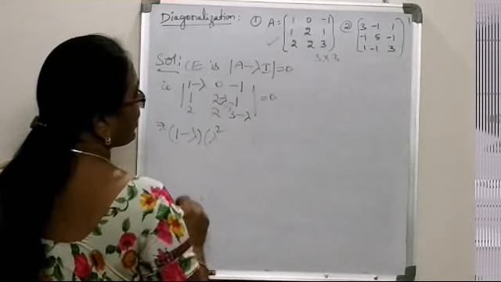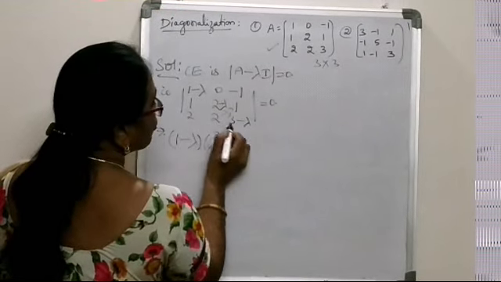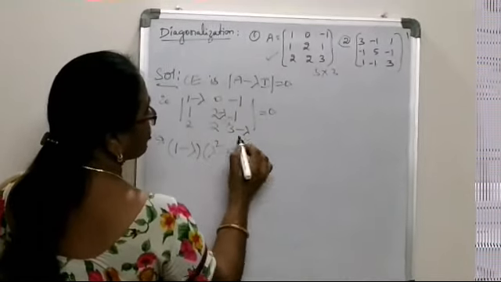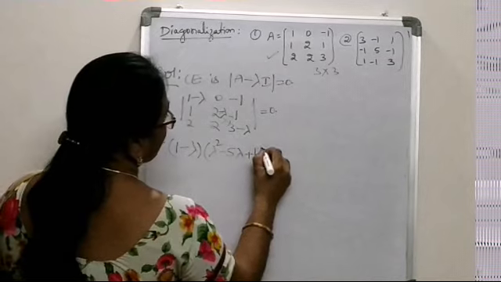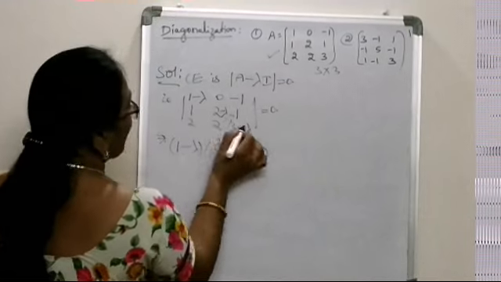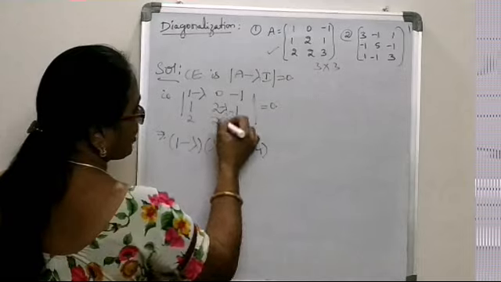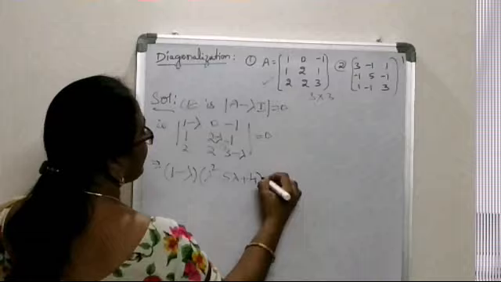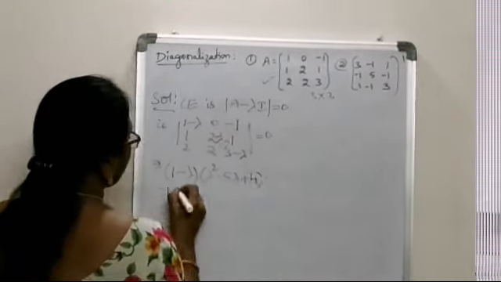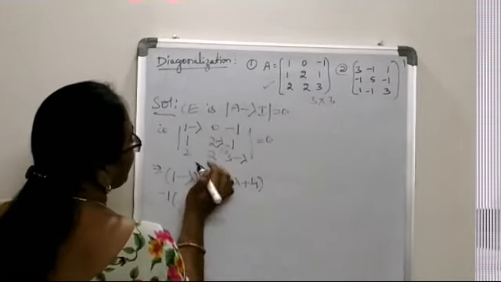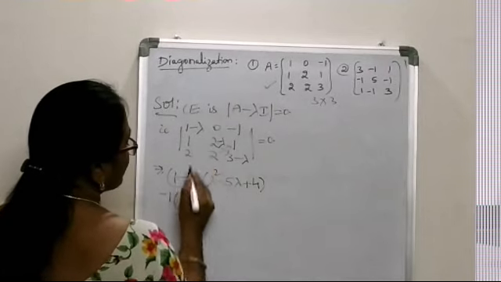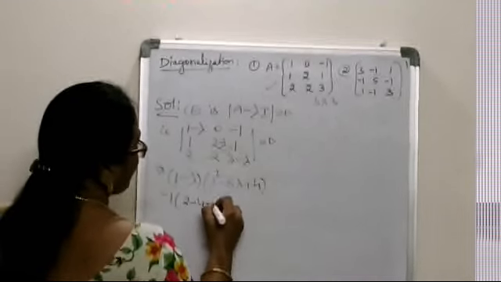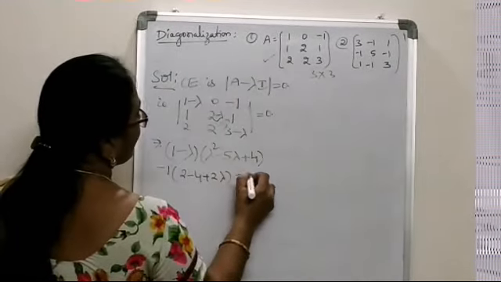On simplification we get 1 minus lambda into the cross multiplication of the 4 elements here. It is lambda square minus 5 lambda plus 4. Right? 2 minus lambda times 3 minus lambda is 6 minus 5 lambda plus lambda square, minus 2 times 2 gives plus 4. Minus 0 into anything is 0. Next it is minus 1 of the cross product of these 4 elements. It is 2 ones are 2, minus 4, minus of minus, plus 2 lambda is equal to 0.